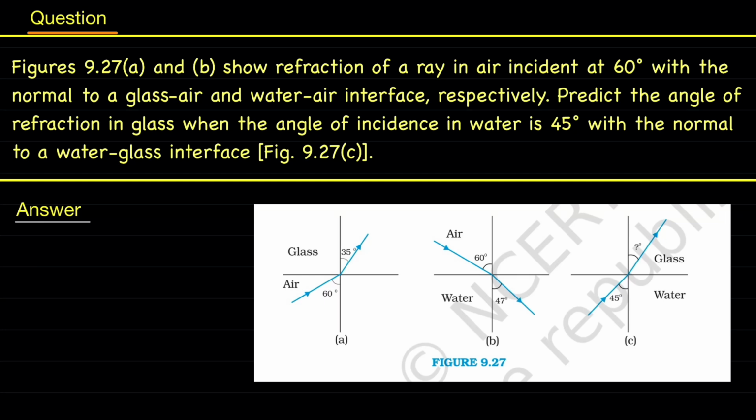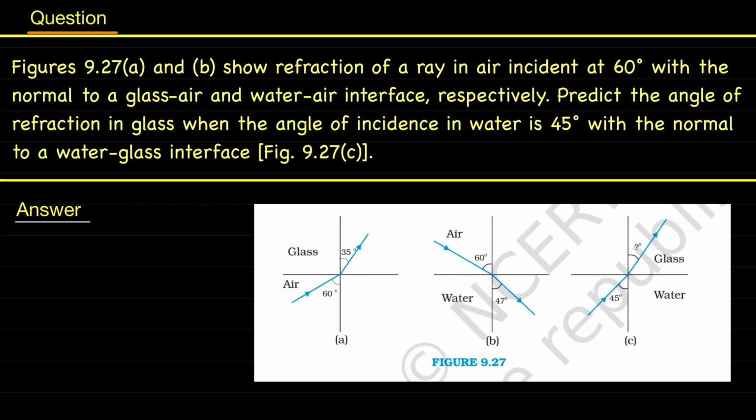This question is from physics, chapter ray optics. In the question it is given that figure 9.21 A and B, means here we have two figures A and B, show refraction of a ray in air incident at 60 degrees with the normal to the glass-air and water-air interface respectively. So according to the question, we have two media, air and glass in figure A, and water and air in figure B.